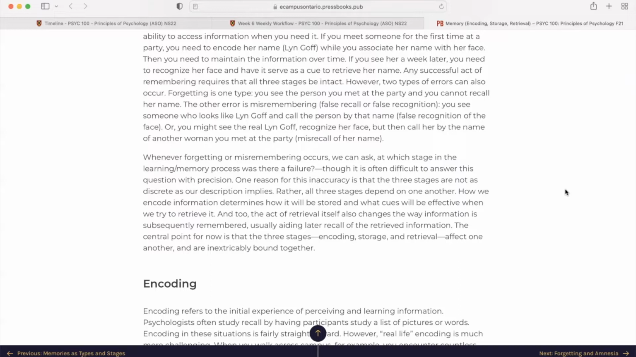The central point for now is that the 3 stages, encoding, storage, and retrieval, affect one another and are inextricably bound together. So if you can think of a situation where this happened to you, you might be able to remember the terminology. Think about it.